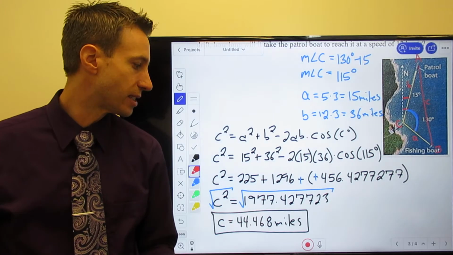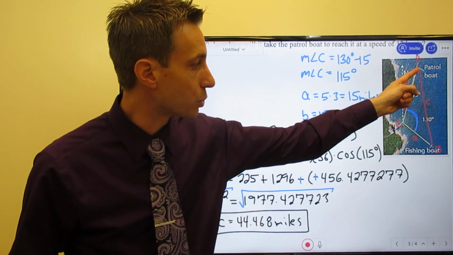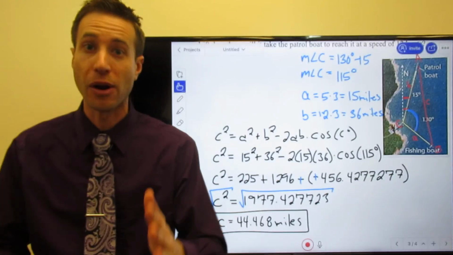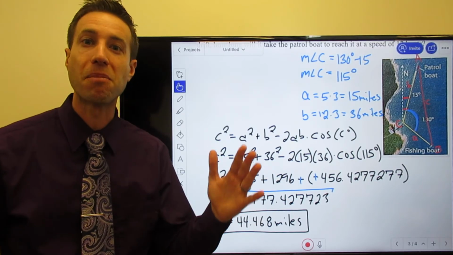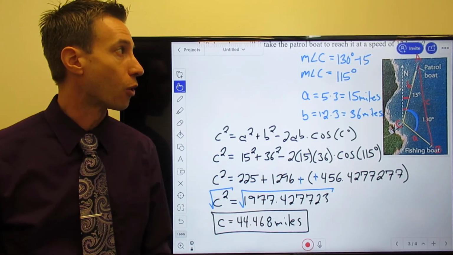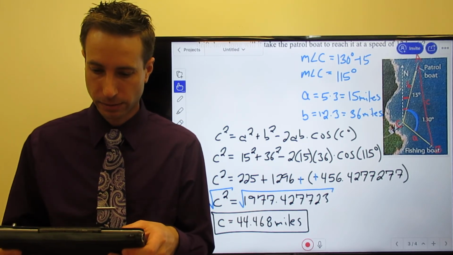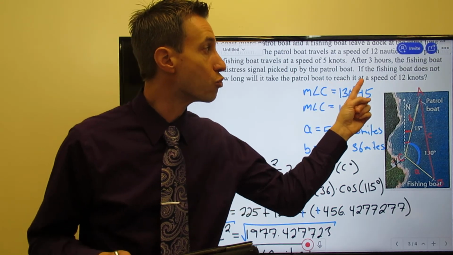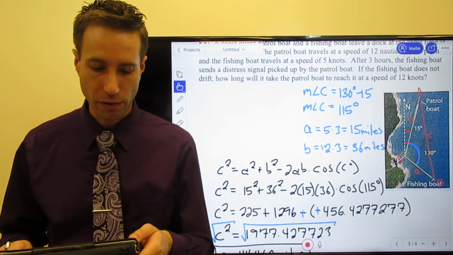All right, here's what you just did. You just found how far apart the patrol boat and the fishing boat are when the distress signal goes out. They are 44.468 miles apart. Careful, the question asked you how long. Let me go back. How long will it take the patrol boat to reach the fishing boat if it's traveling at a speed of 12 knots?